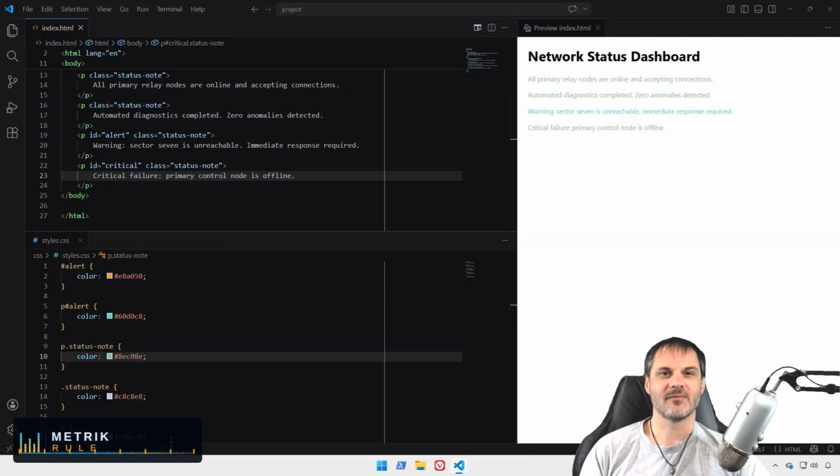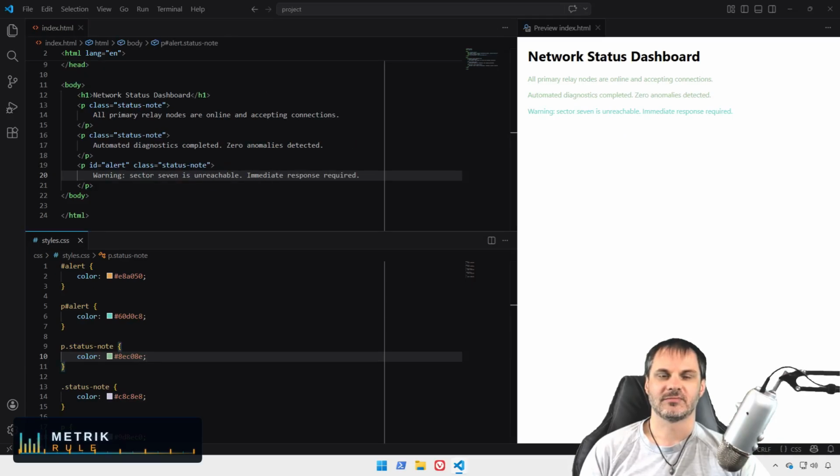Okay, so now I want to make a more complex rule. I want to target elements that have both the class and the ID. So not just hash alert, but specifically a P with hash alert, like P hash alert. Write it. What do you expect the score to be? 1 ID, 0 classes, 1 type, so 101.